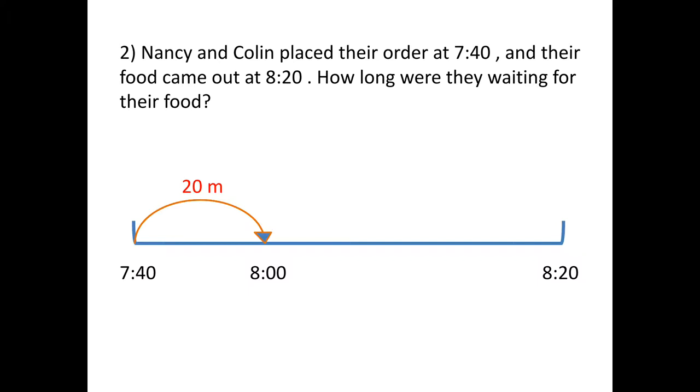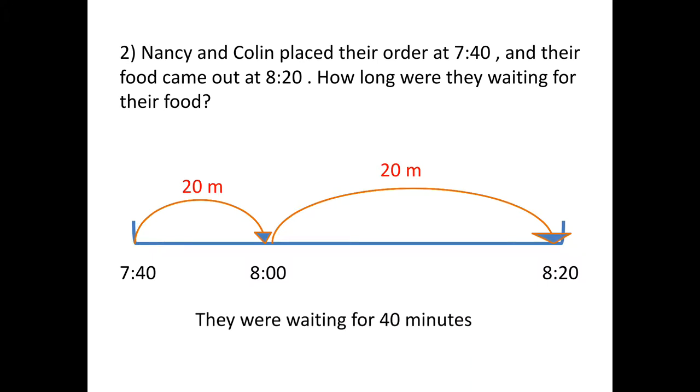Now, as I told you, I want to jump from 8 to 8:20 because I don't have any more hours. So I will make this jump. And how many minutes did I add? From 8 till 8:20, there are 20 minutes. So what is the elapsed time here? Excellent. It's 40 minutes. So they were waiting for 40 minutes.